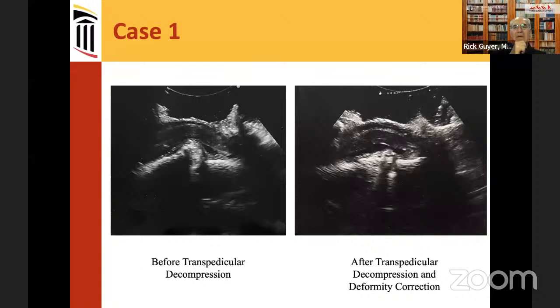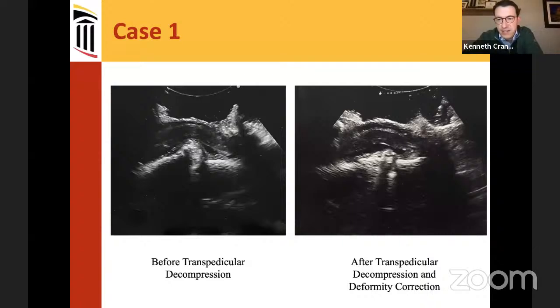Ken, did the methylmethacrylate there make it any harder, or was it just like peeling down cortical bone? Makes it literally harder, yes. It's a little bit more challenging with the cement there for sure.